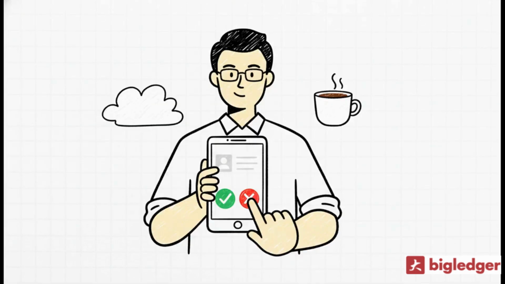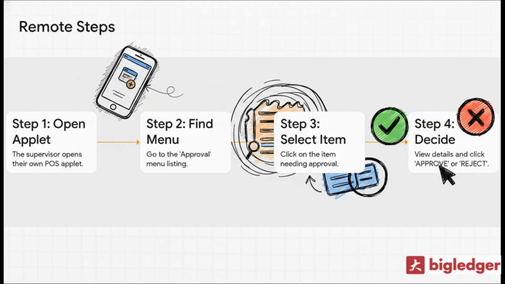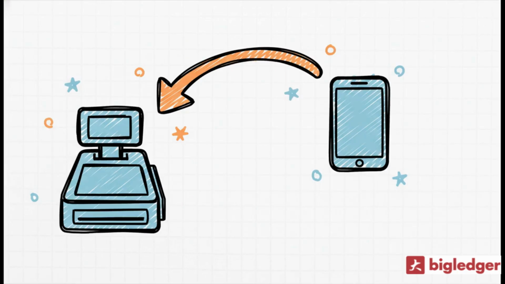Done. But what if the supervisor isn't even in the building? That's what remote approval is for. They just open their POS applet, go to the approval list, and click on the item. All right, once it's approved, we're back to the cashier's screen to finalize the sale.